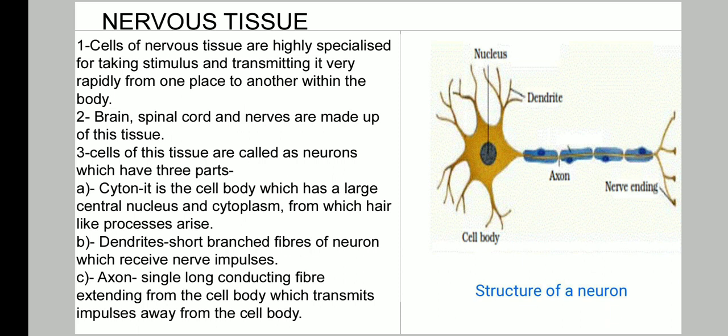And next is the axon, the single long conducting fiber extending from the cell body, which transmits impulses away from the cell body. You can see the axon is longer than the dendrites, and its ends are called nerve endings. So this part takes those impulses away from the cyton and towards the nerve endings.